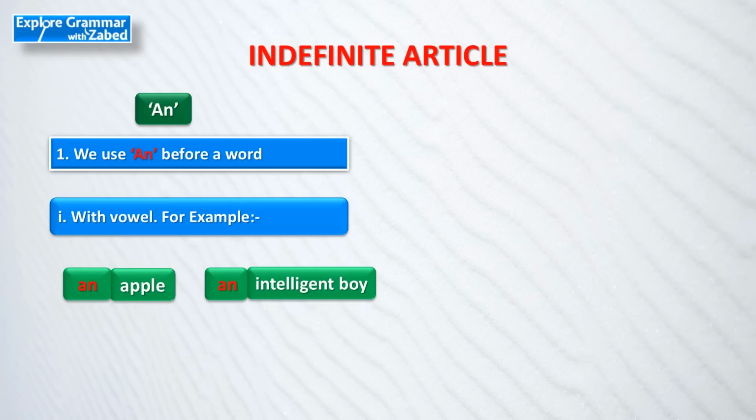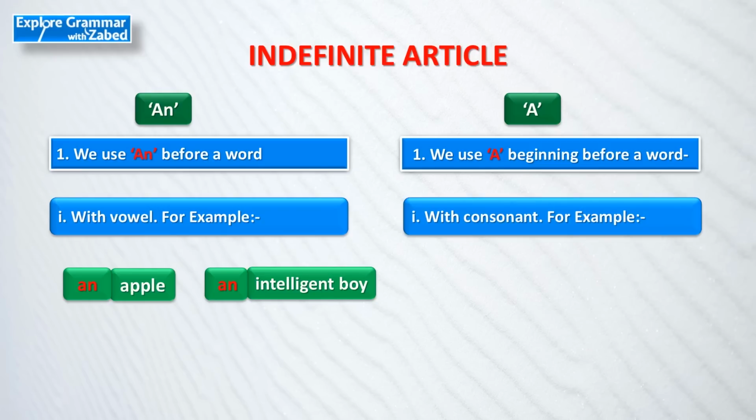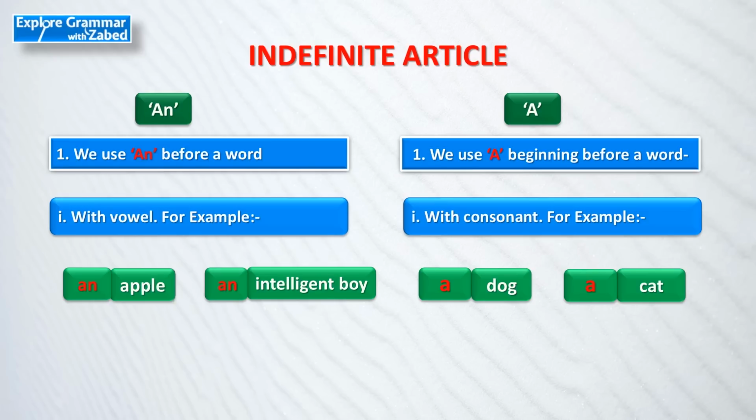We use a before a word whose first letter gives a consonant sound. For example, dog. Here the first letter of this word gives the sound d, an example of consonant sound. So we'll use here article a before the word dog. Again, the first letter of the word cat gives a consonant sound. For this reason, we'll use here article a.